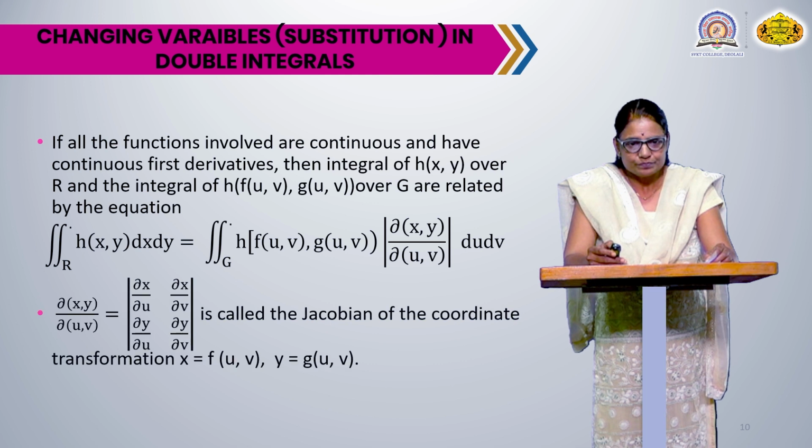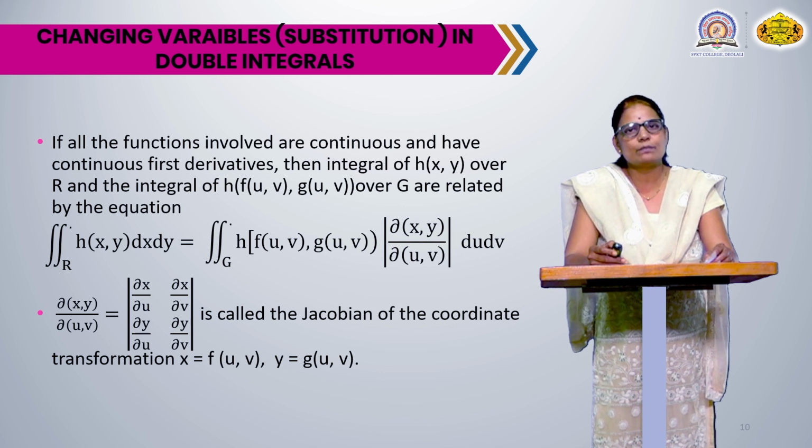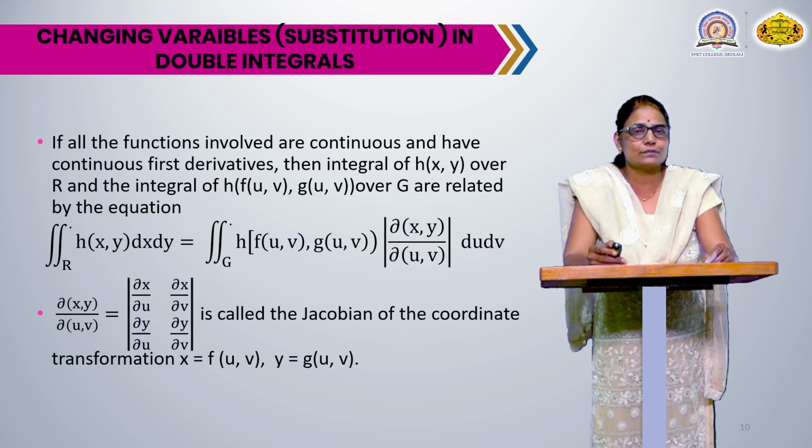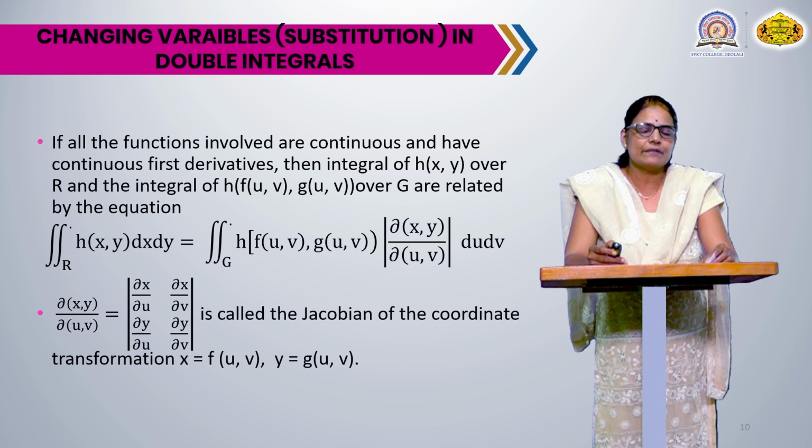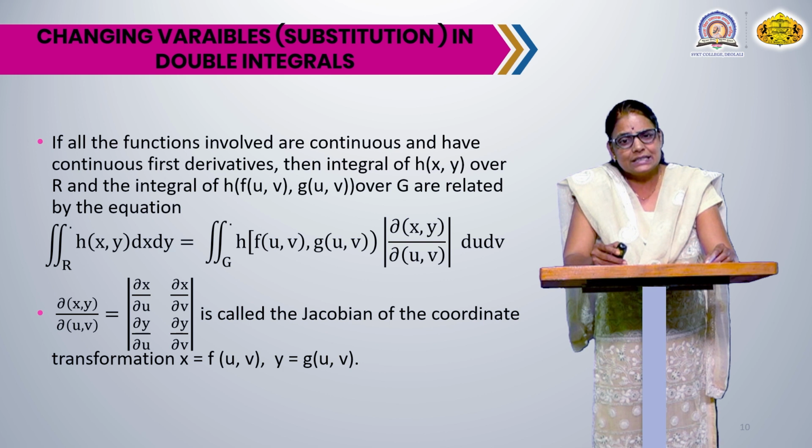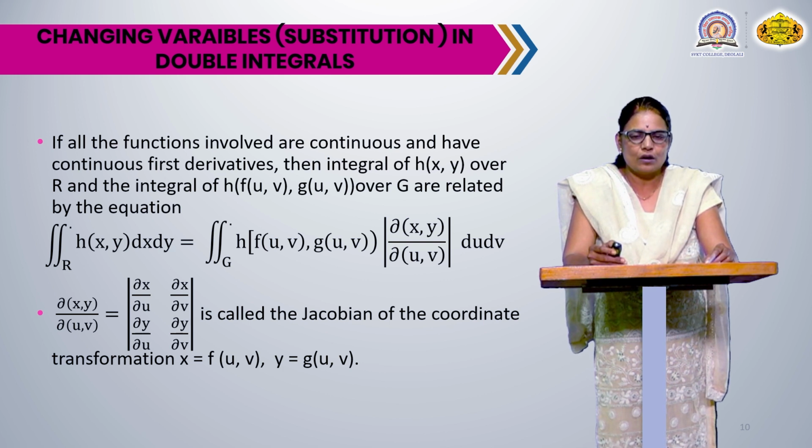Now here partial x y upon partial u v is a determinant whose first row is the partial derivatives of x with respect to u and v respectively, and the second row is the partial derivatives of y with respect to u and v. So this determinant is called the Jacobian of the coordinate transformation, or Jacobian of the transformation x equals f of u v and y equals g of u v.